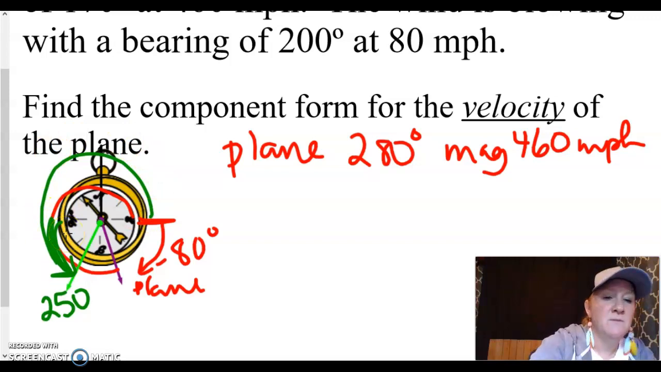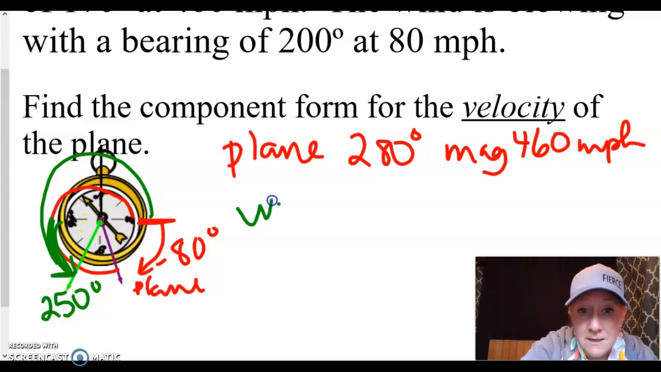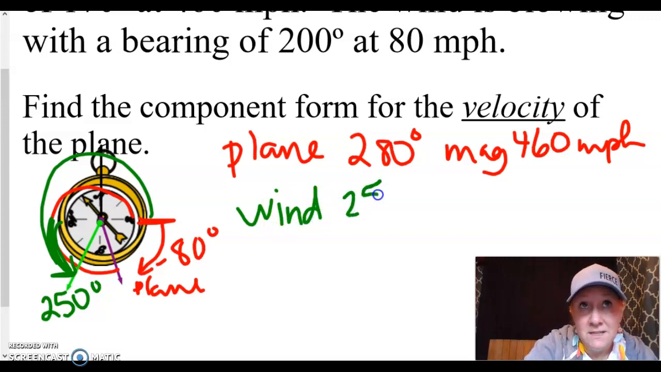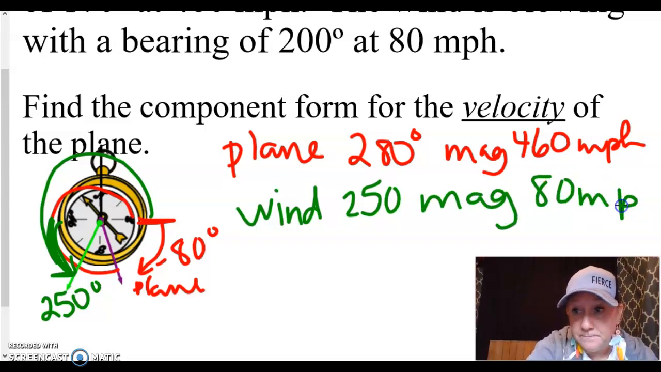So just take some time to figure out how I got the 250. So I knew it was from here to here was 200. So that's 90, 180, 20 more. That makes it 70 off of this line. So 250 degrees. Okay, so the wind has the bearing at 250. The magnitude is 80 miles per hour.